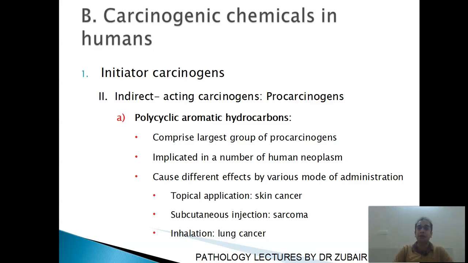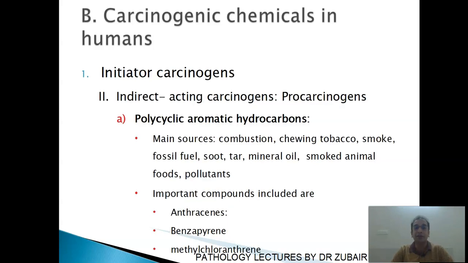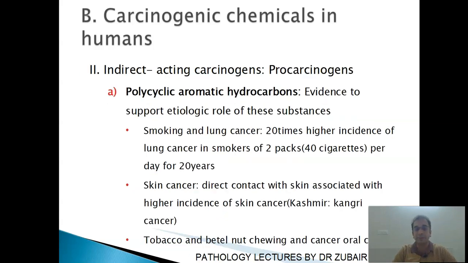Topical application can lead to skin cancer, subcutaneous injection can lead to sarcomas, and inhalation can lead to lung cancer. Indirect acting procarcinogens, the polycyclic aromatic hydrocarbons: the main source is combustion, chewing tobacco, smoke, fossil fuel, soot, tar, mineral oil, smoked animal foods and pollutants. Important compounds included are anthracenes, benzopyrenes, and methylcholanthrene.